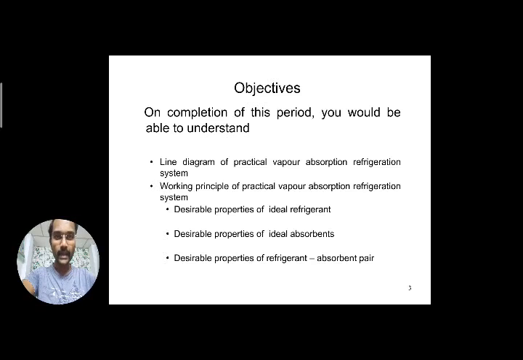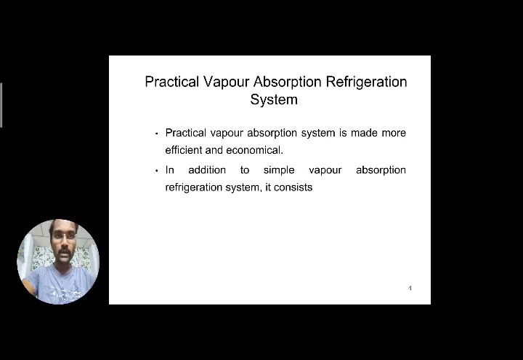Why is it named ideal? Because it will not exist; a lot of properties would have to be present in one particular refrigerant or one particular absorbent, and all the properties will not be found in a single refrigerant. Okay, we will see that, right? Now we will see a few points regarding that.